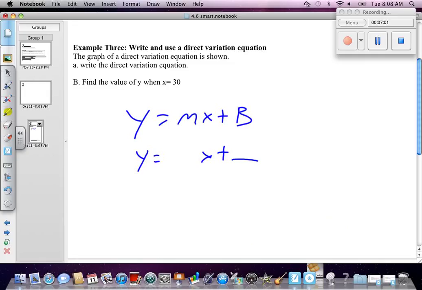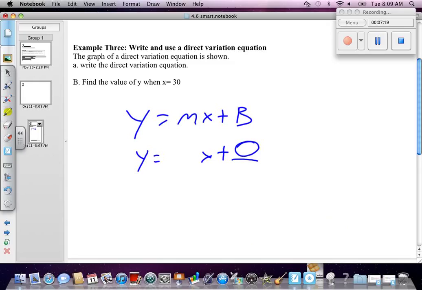Okay, first of all, where does it cross the y-axis when you look at that graph? At what point does it cross? Somebody raise their hand. What point does it cross? 0. Let's try raising our hand, though. Okay, it crosses at 0, so that's my y-intercept.